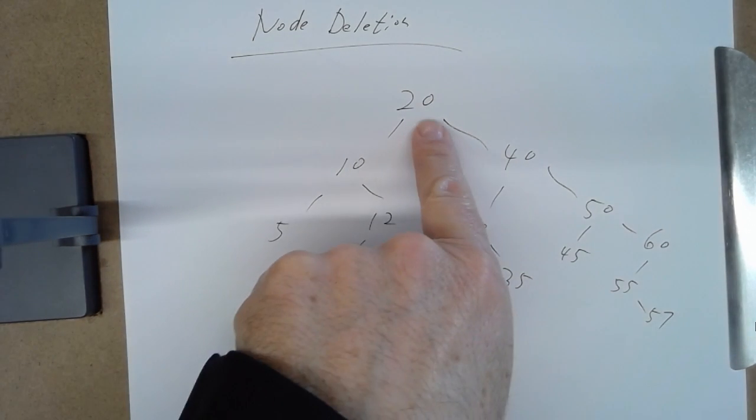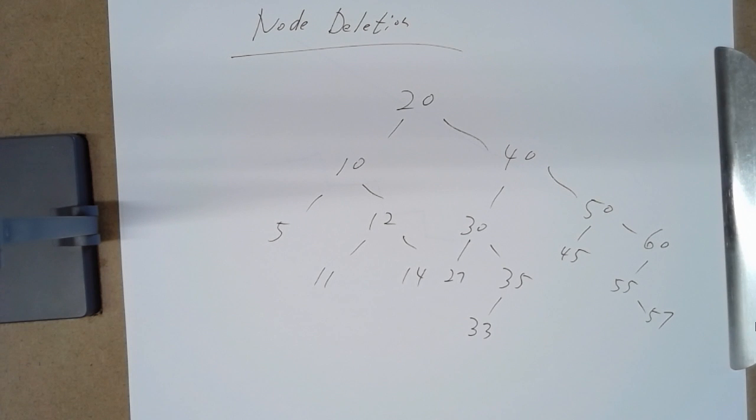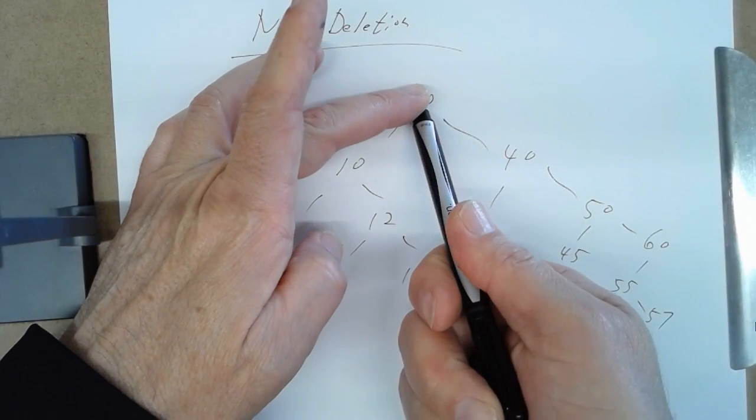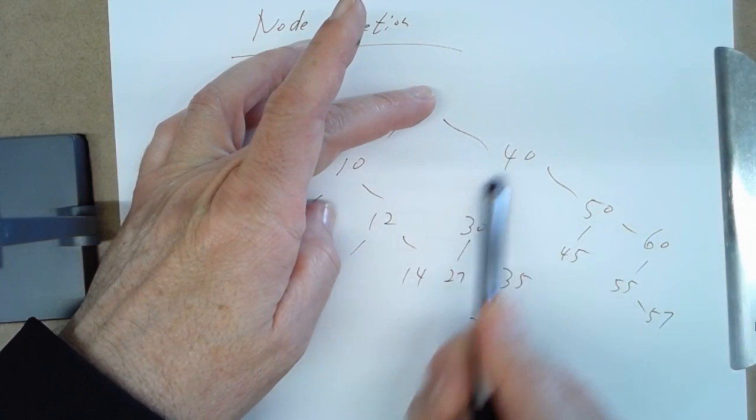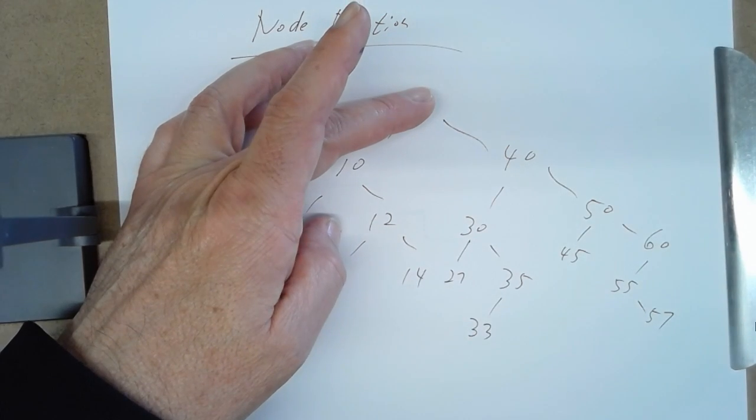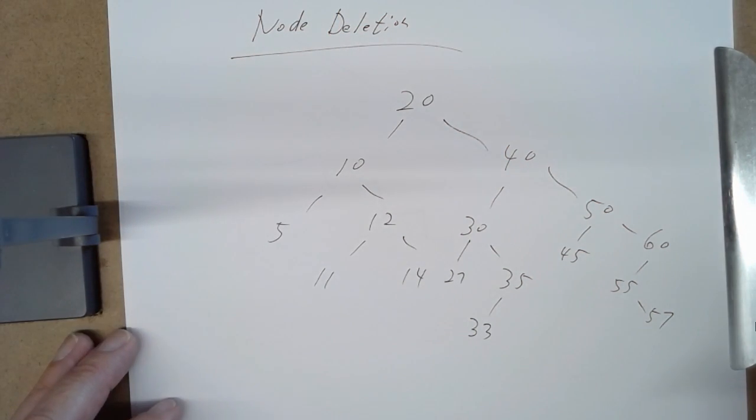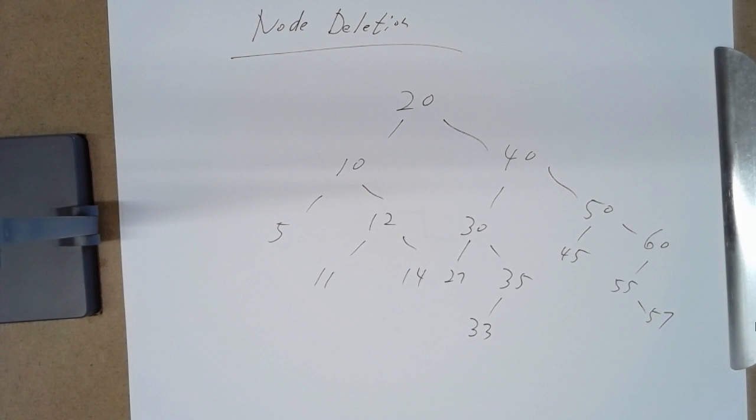If we want to delete the 20, it's really kind of daunting looking because we lose the root, right? What are we going to do? And we can't really just put the 40 up here because the 10 would have to go to the left of the 40, and it's already got something on the left. So in the abstract, this can look like a fairly cumbersome process. But in reality, there's a really simple algorithm we can use to delete a node.